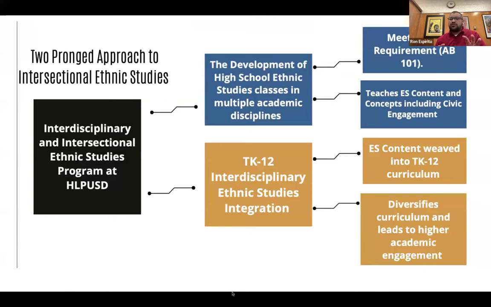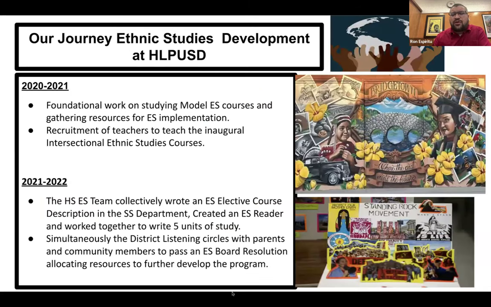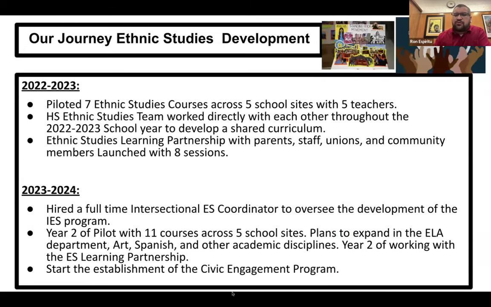This is a graphic that kind of shows our two-pronged approach, right? One is the creation of the courses, which meet the requirements of AB101. Also, simultaneously, we're developing our civic engagement program, helping students to earn the California State Seal of Civic Engagement through our ethnic studies classes. So that's happening at the high schools. Simultaneously, we are developing ethnic studies pathways in K-8 interdisciplinary, and that helps us to diversify the curriculum and new training and new development.